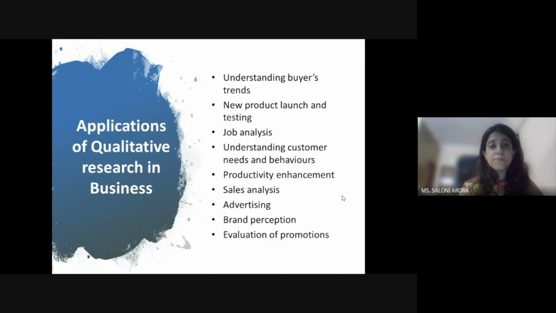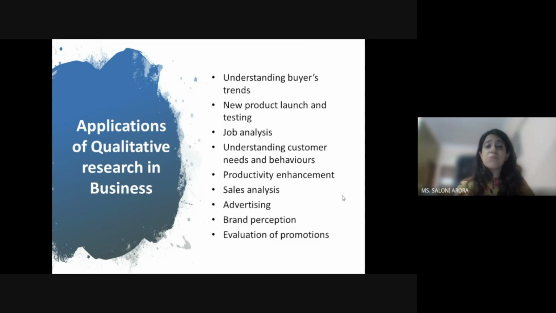These are just a glimpse of the areas where businesses are using qualitative research methods. In reality, this list is way more exhaustive. There are a lot of areas, in fact, may it be with regard to your employees, may it be your customers, at every stakeholder point, these qualitative research methods, these approaches are used.